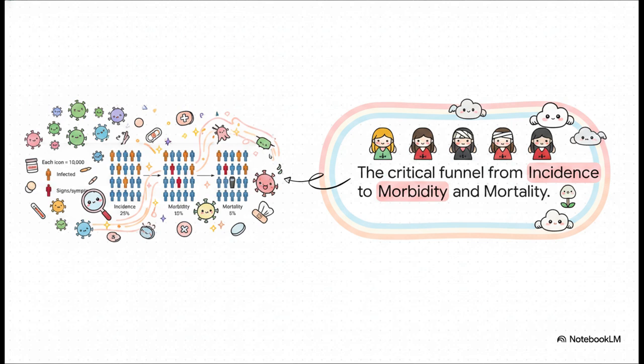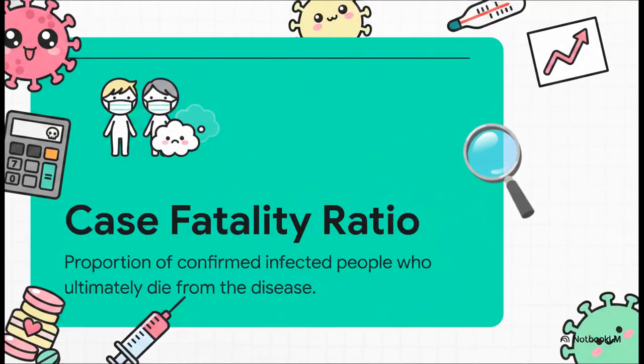Those are the folks actually showing signs and symptoms. And then, tragically, we funnel down to mortality, the fraction of the population that actually dies from the disease. To put a hard number on that lethality, our disease detectives use the case fatality ratio, or CFR. Once someone is officially confirmed as infected, the CFR tells us what proportion of those people will ultimately die from it. So if R naught tells us how contagious the suspect is, CFR tells us how deadly it is once it gets in the door.